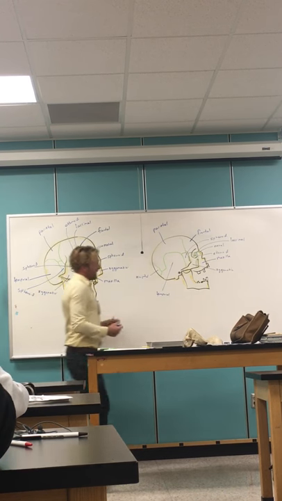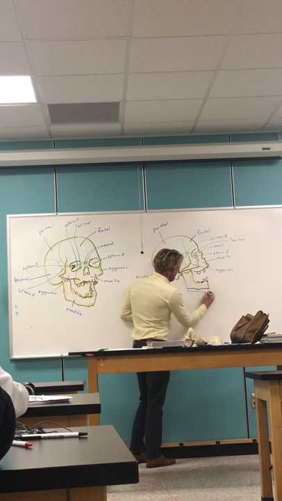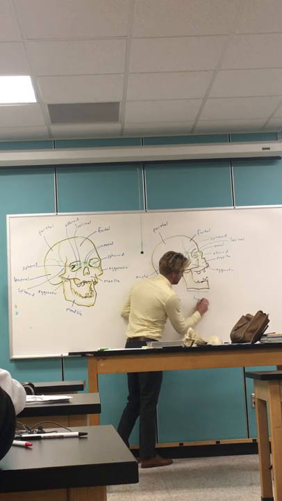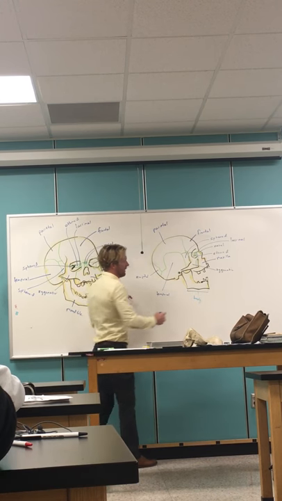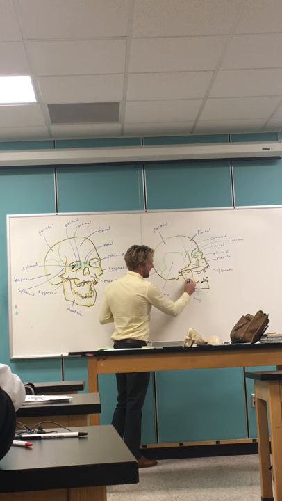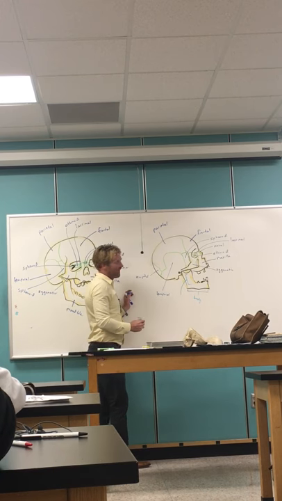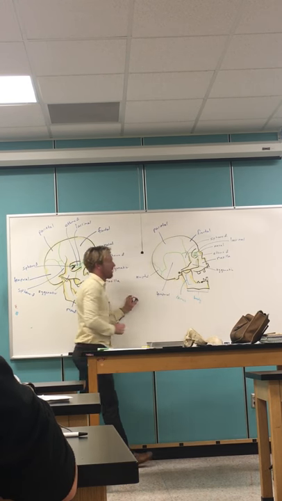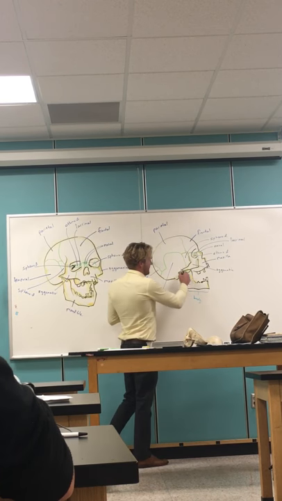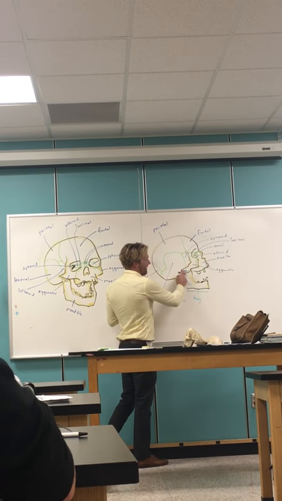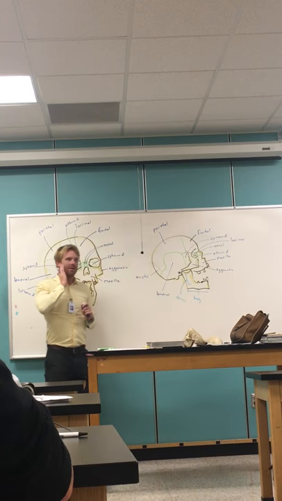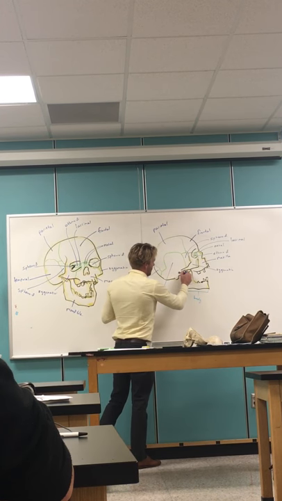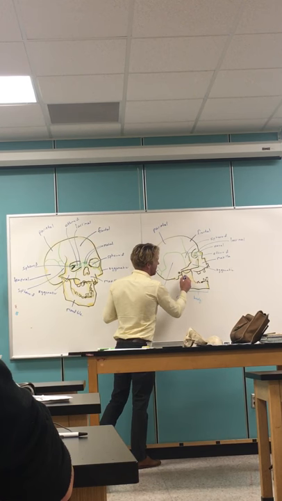Okay. This part of the mandible is called the body. This part right here, it's like the arm that extends down. That's called the ramus. See this little part right here that articulates with the skull? That's called the condylar process. So the condylar process is right here.